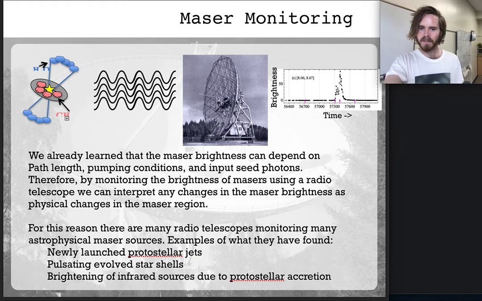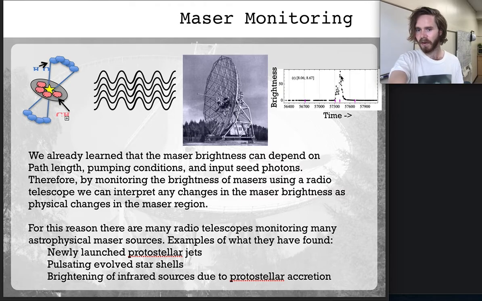This is something that's pretty straightforward, right? You have your astronomical object that's producing masers, you point your telescope at it, measure the brightness of the masers, and then do that every day for a couple of years.